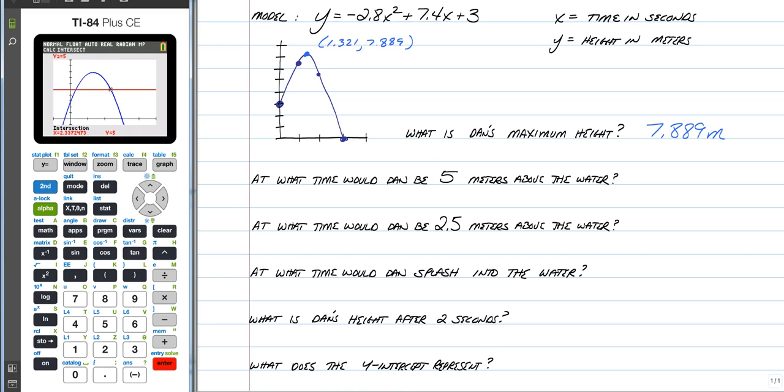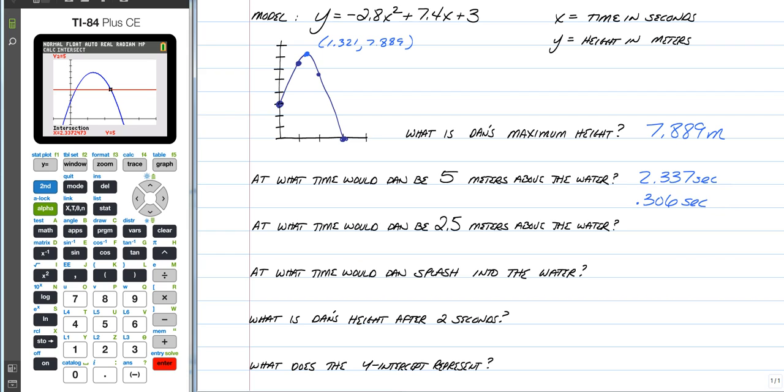And we see that it's at 2.337 seconds. Okay, so one of the times is at 2.337 seconds. Now you would have to use the same keystrokes, the second, trace, intersect, and you would go back over here and find this intersection. You would find out he was also 5 meters above the water at 0.306 seconds as well.